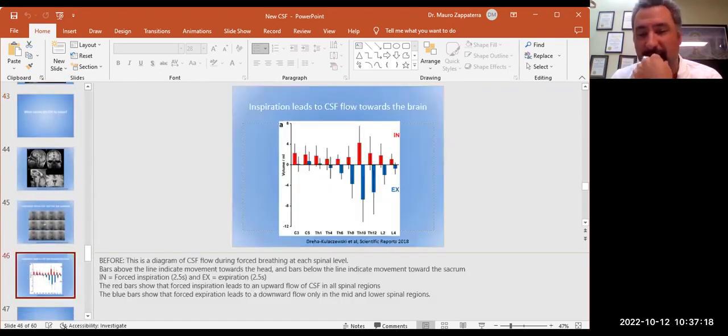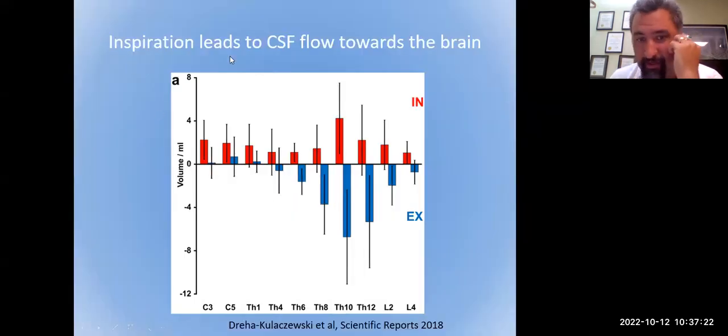And essentially, I'll just show this taken from an article, that inspiration, right? And this is where we're going to kind of go into this week and next. Inspiration causes the cerebrospinal fluid to move towards the brain.